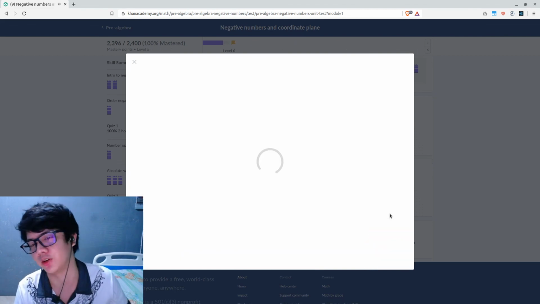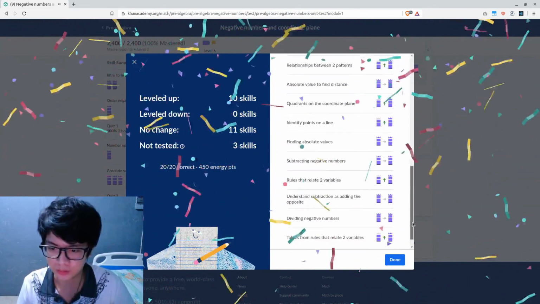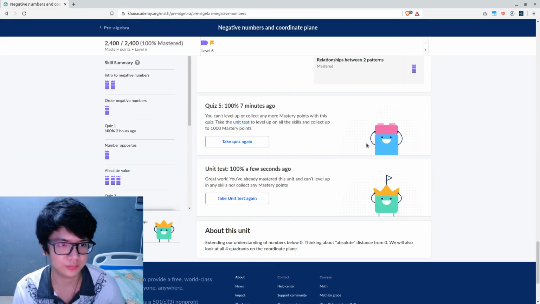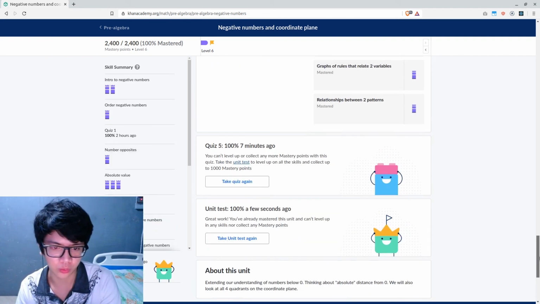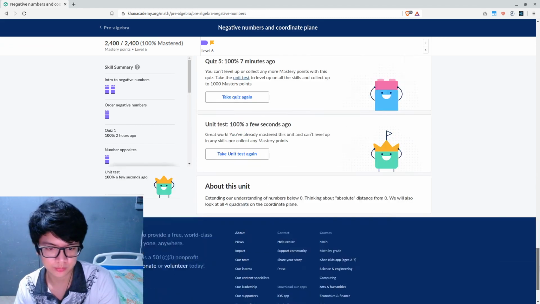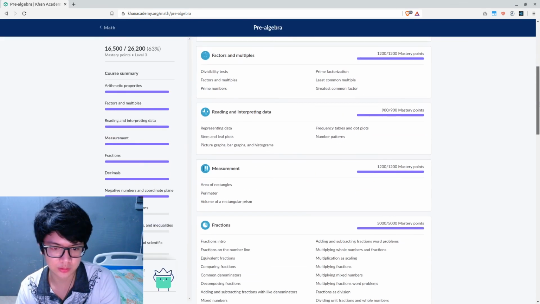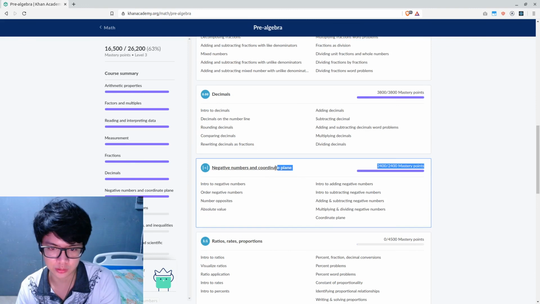Oh yeah, mastered. So good. Feels good, man. It feels good. Oh yeah, mastered 2 in one go. Mastered negative numbers in coordinate plane, and also the measurements. Yeah, this one, and then this one.